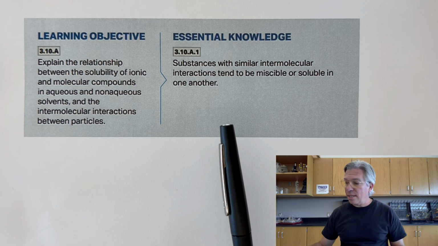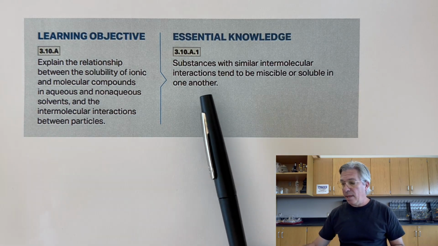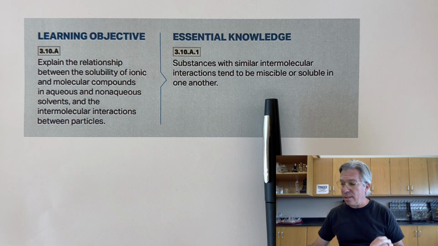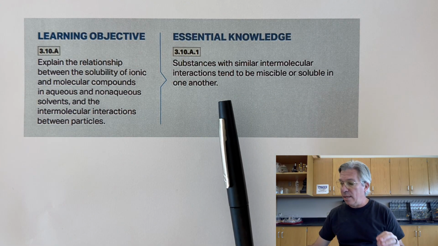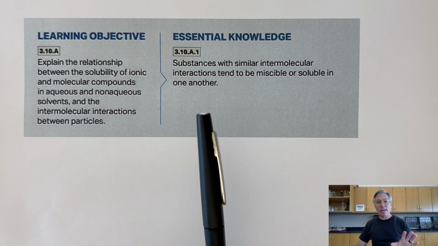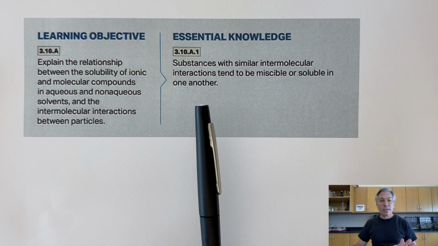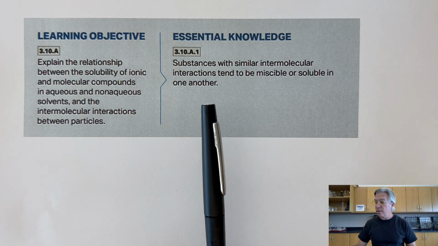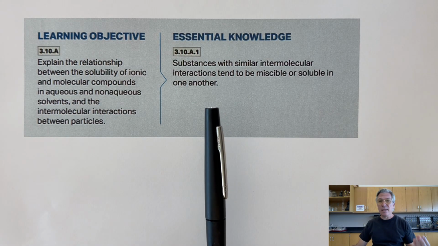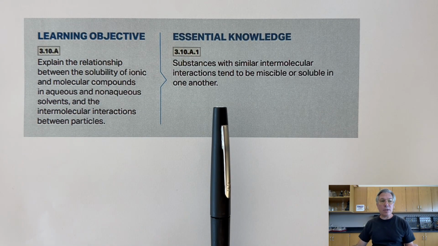Let's start with our essential knowledge statement for this section, and it's a very short one. Substances with similar intermolecular interactions tend to be miscible or soluble in one another. We learned, back in Unit 3.1, that there are several types of intermolecular forces, starting with nonpolar molecules. Nonpolar molecules tend to make London dispersion forces. That's their main intermolecular force, and it's very weak.